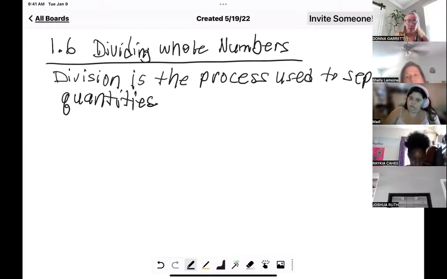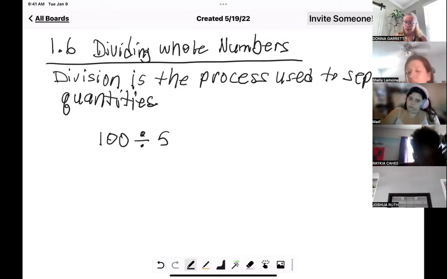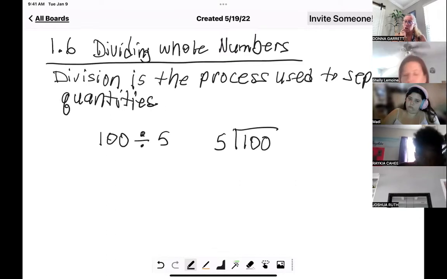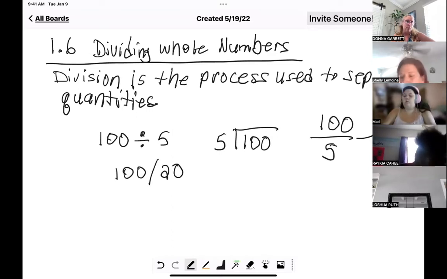There are many forms to show dividing. A lot of people don't know one of them means dividing, but I can do 100 divided by 5. I can do long division by showing 5 that goes into 100. A lot of people don't realize that a fraction is just dividing. So if you ever want to put a fraction in your calculator, you would do 100 divided by 5 and you get your answer. I can also do 100 out of 20. That's also division. So all of them are different ways to write division.